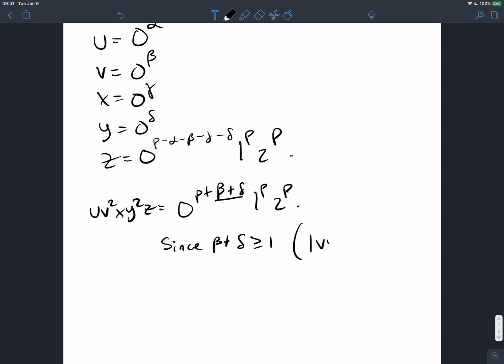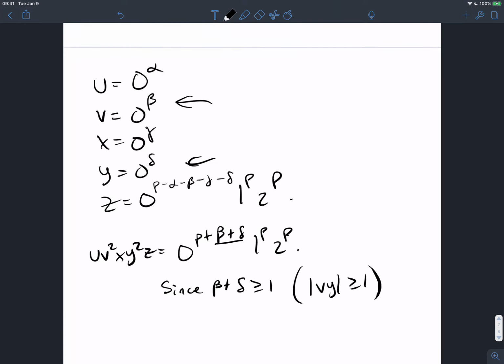Because this says that V's and Y's length is at least one. And V's length is beta, Y's length is delta, and so beta plus delta is at least one. Yep. But please don't do it this way.